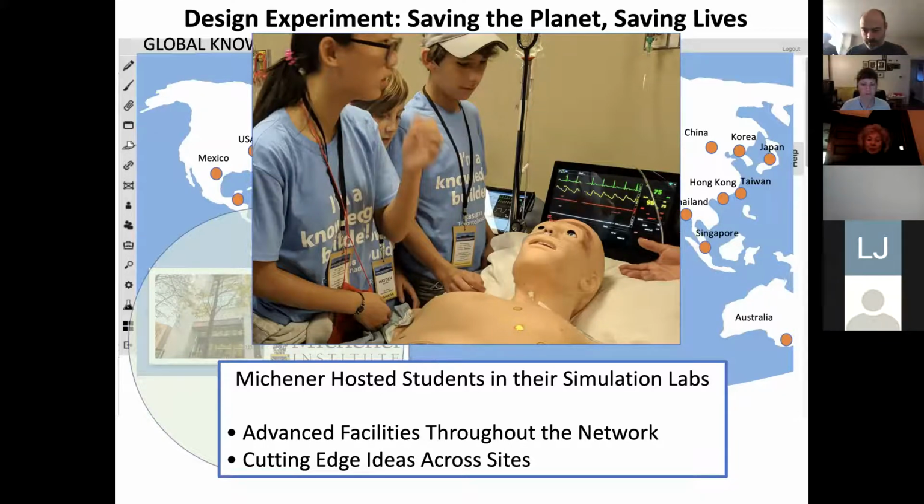and it needed to be canceled because of COVID, but the idea is live and well, and we're going to continue to do that. Working through advanced facilities and cutting-edge ideas across sites is the goal of our design experiment.